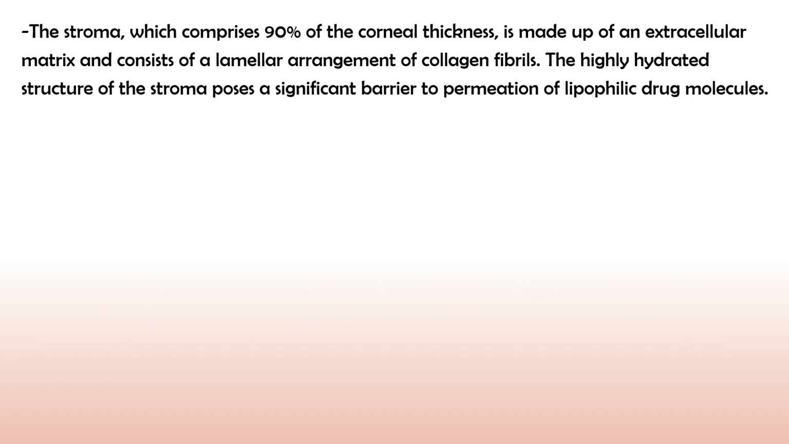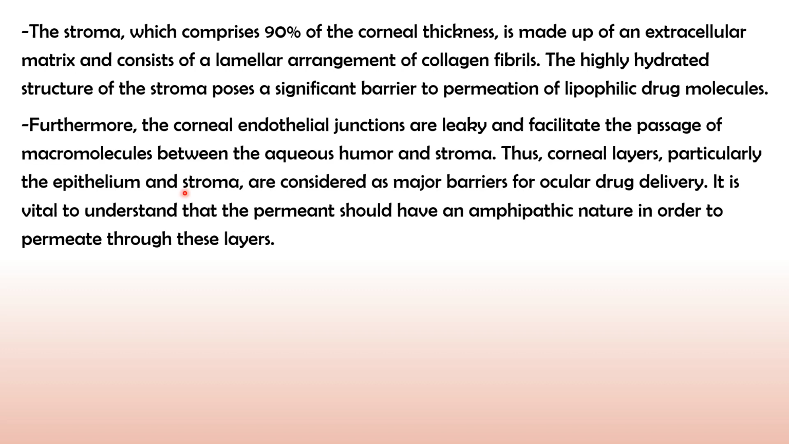The stroma contains 90% of corneal thickness, and it is made up of extracellular matrix and consists of a lamellar arrangement of collagen fibrils. Okay, so they are hydrated, and it poses a significant barrier for permeation of lipophilic drug molecules. The corneal endothelial junction is leaky, and it facilitates the passage of macromolecules between aqueous humor and stroma. So corneal layers, basically epithelium and stroma, are major barriers for ocular drug delivery, and it is vital to understand that the permeant should have an amphipathic nature in order to permeate through these layers.